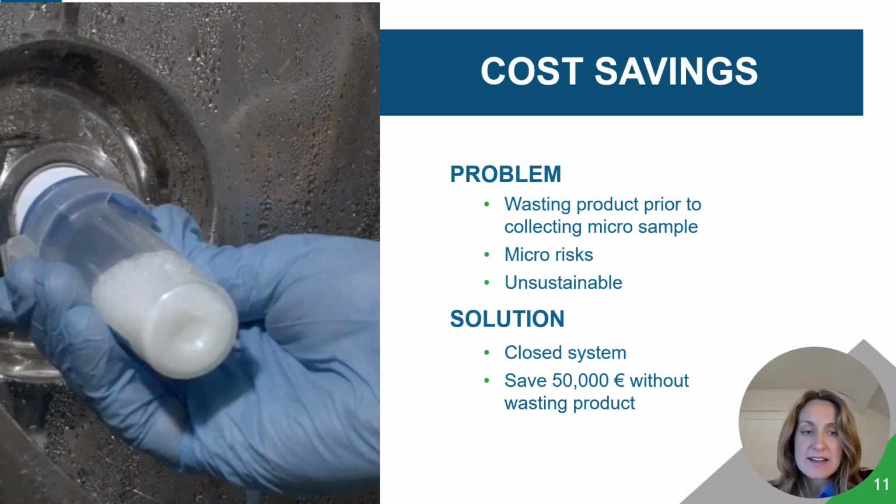They found that running the product through on average for 10 seconds cost them about 50,000 euros over the year. So by putting a closed system in place, they had savings both in terms of cost, but then also they didn't have to run steam plant, and they didn't have to have their employees get all guarded up to collect that sample.